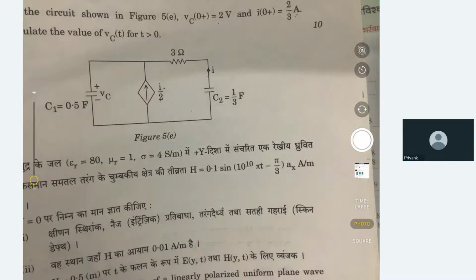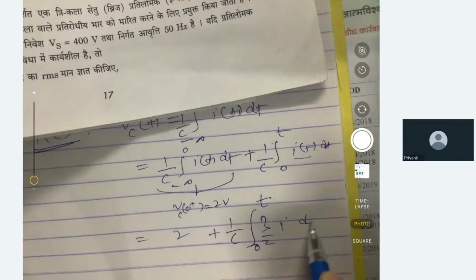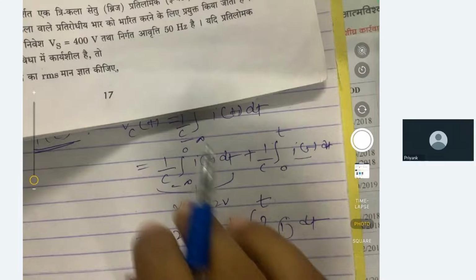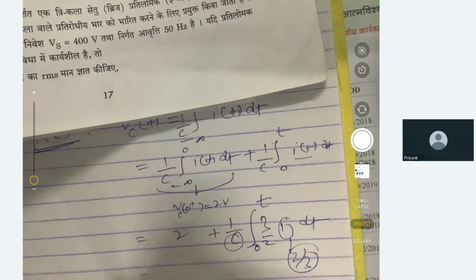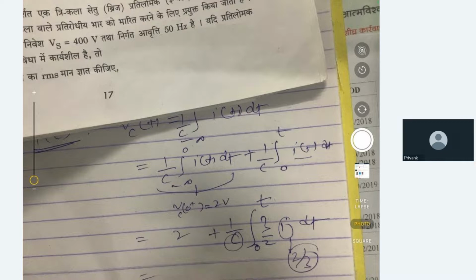What I did in the exam, I am just sharing that. I just added this value and this 3 by 2 I, and the given I(0+) is 2 by 3 ampere. So I just added and found the answer with a simple calculation, a simple integration. Okay, and I did it. Priya, how did you approach this question?